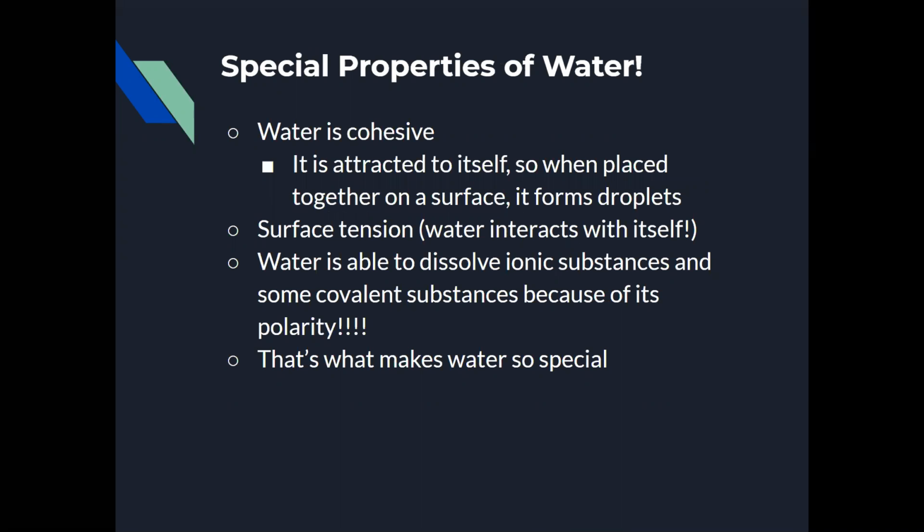So I just wanted to really quickly highlight the special properties of water that exist because of hydrogen bonding. Water is cohesive, which means it's attracted to itself. So when you pour water on a surface, it forms droplets, rather than spreading out on a surface, which is why surface tension is a thing. Again, water interacts and bonds and is closely associated with itself.